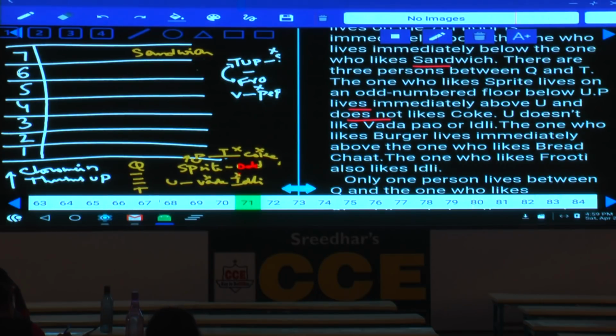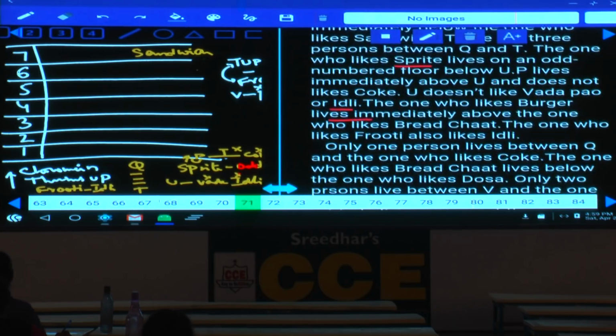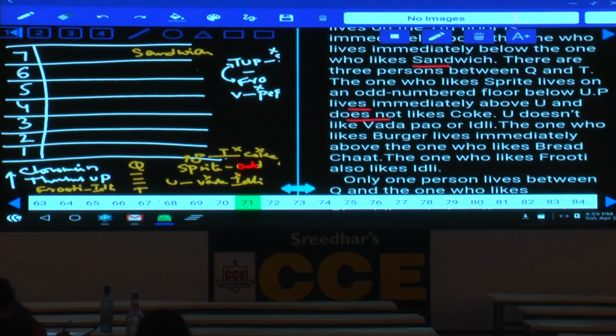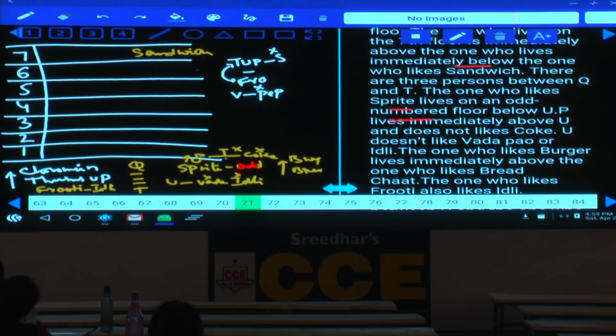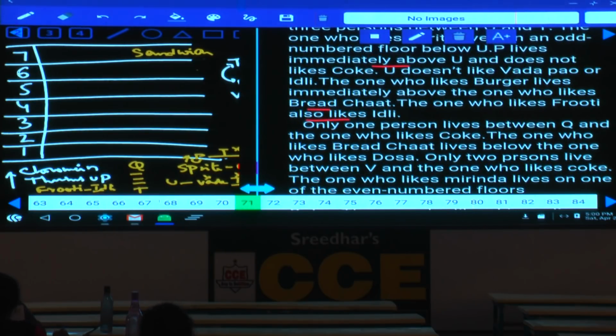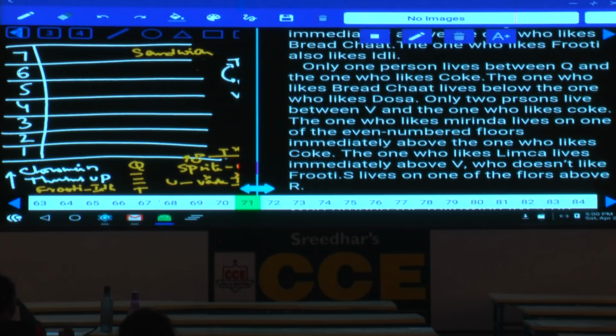Next one. The one who likes fruity also likes idli. Now fruity and idli must be together. The one who likes fruity likes idli. Next one. Now between thumbs up and fruity there must be only one person, and this person likes idli, isn't it? The one who likes fruity likes idli. Next one. Only one person lives between Q and the one who likes Coke. Between Q and the one who likes Coke, how many persons must be there? There must be exactly one.